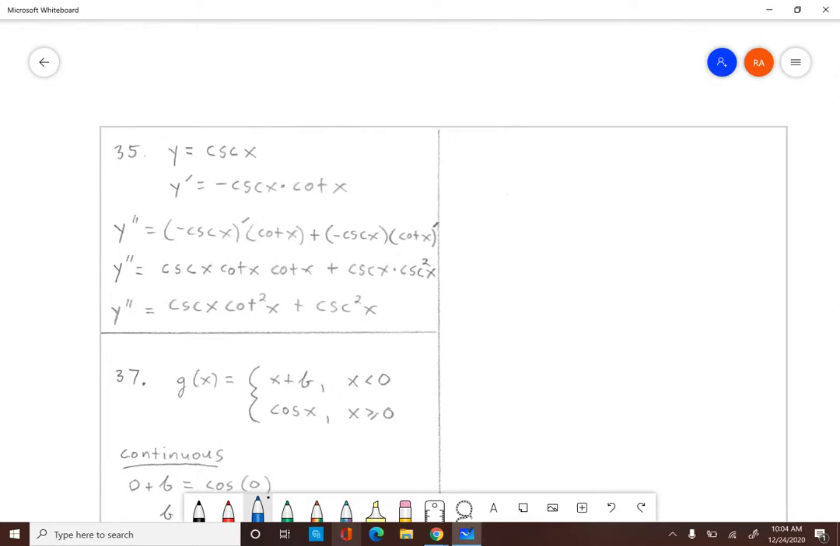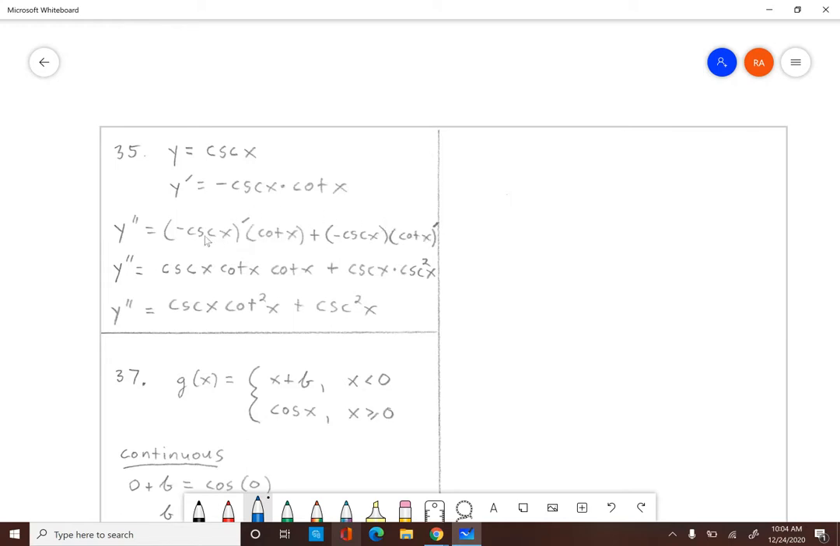For 35, it wants me to take the second derivative of the cosecant of x graph. The first thing I'm going to do is just take the derivative. The derivative of cosecant is negative cosecant of x times cotangent of x. So there's my first derivative. If you want to do the second derivative, now I need to do a product rule. I'm going to set that up first. Here's my second derivative, and I'm going to leave that negative with this function here. It is the derivative of the first times the second plus the first times the derivative of the second.